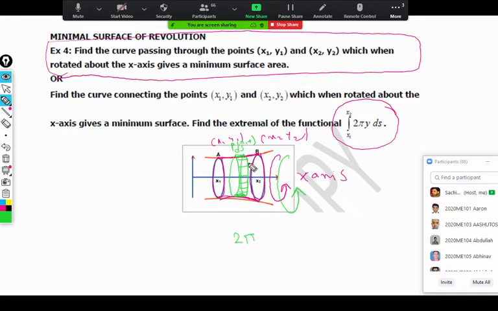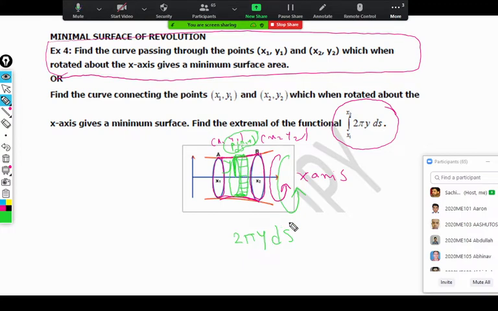Now 2 pi into the radius, and the radius of that circle is y. So 2 pi y is the circumference of that circle, into ds. So 2 pi y ds is the surface area of that circular disc or that cylinder, whatever you are thinking.